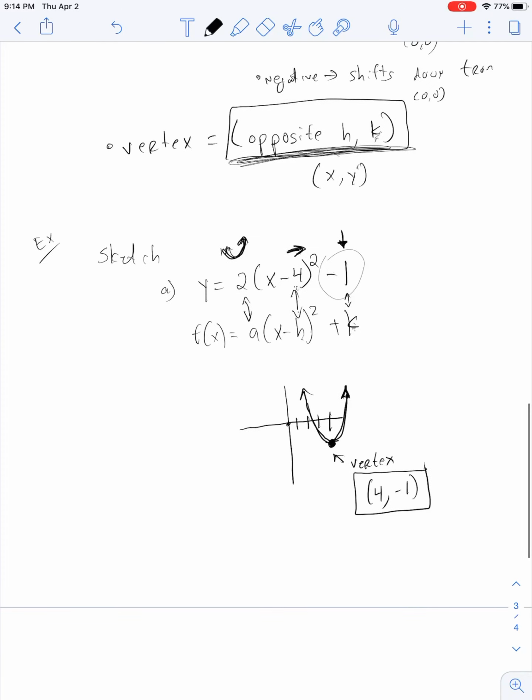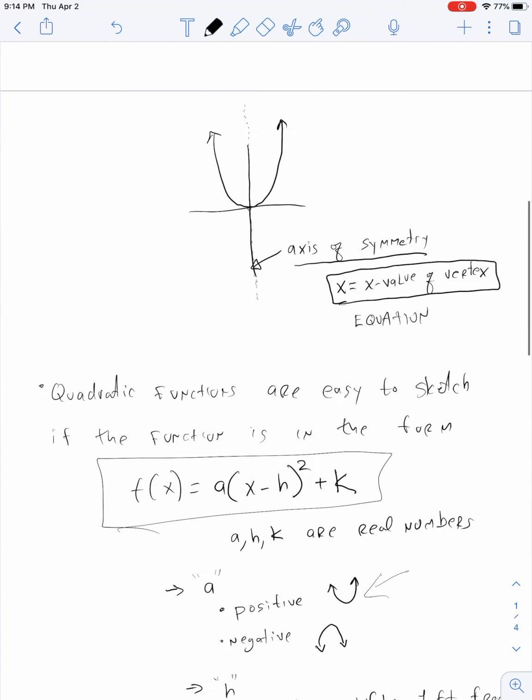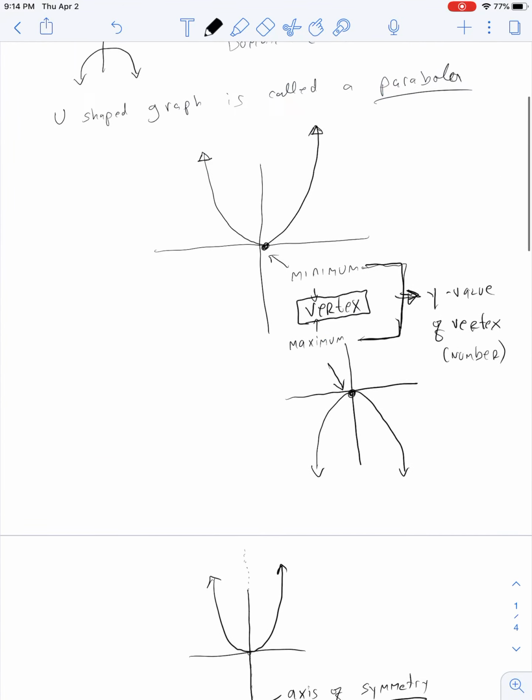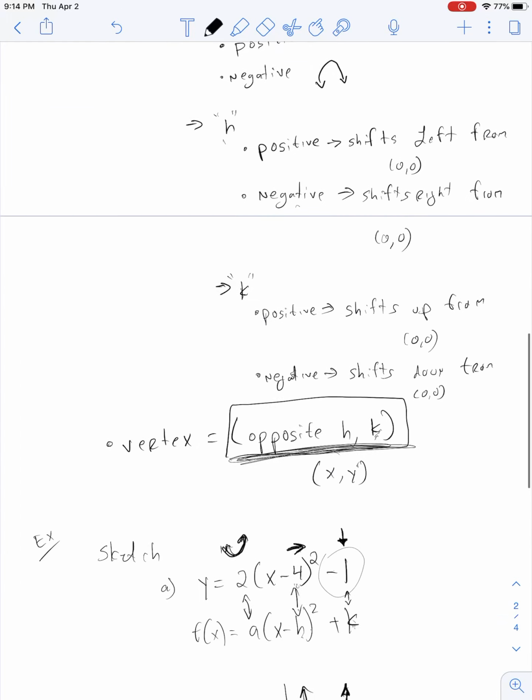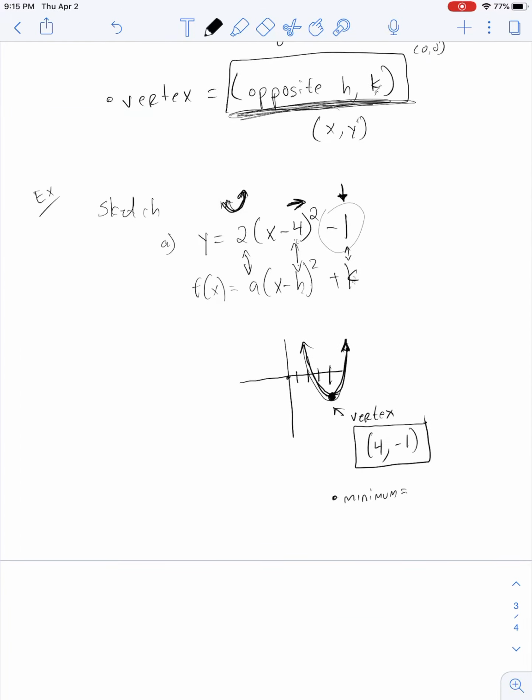Because the graph opens up, you know your minimum. Once again, going back, when it opens up, you know your minimum, and your minimum is the y value of the vertex. So your minimum is -1.